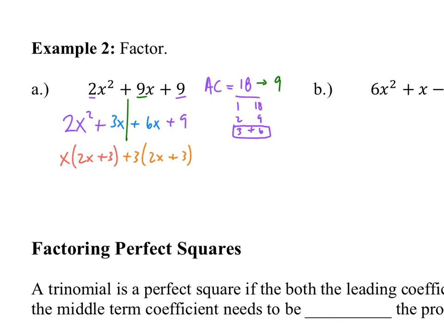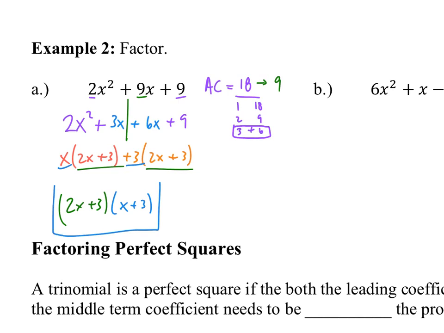And once they are the same, I grab those two things that are the same, 2x plus 3, those go together. And then the leftover pieces on the outsides go together, x plus 3. So there's my factorization of 2x squared plus 9x plus 9. Kind of double check, is everything as factored as possible? Do 2x and 3 have anything in common? No. Do x and positive 3 have anything in common? No. So this is fully factored.